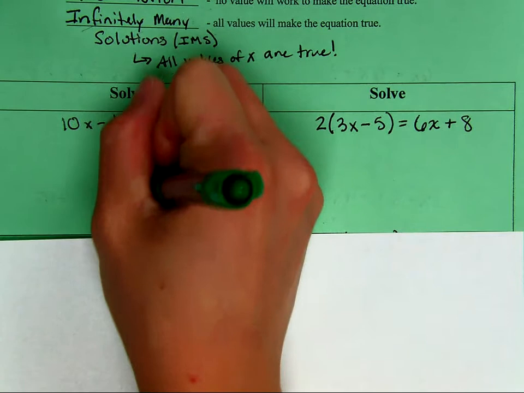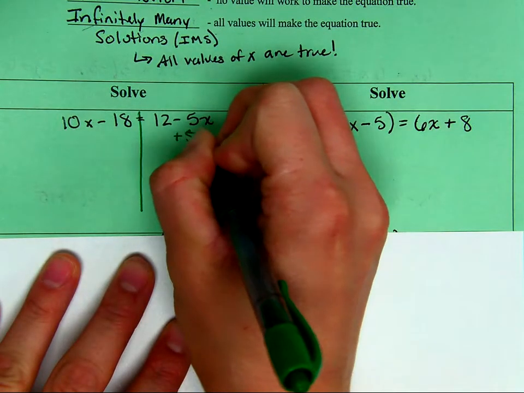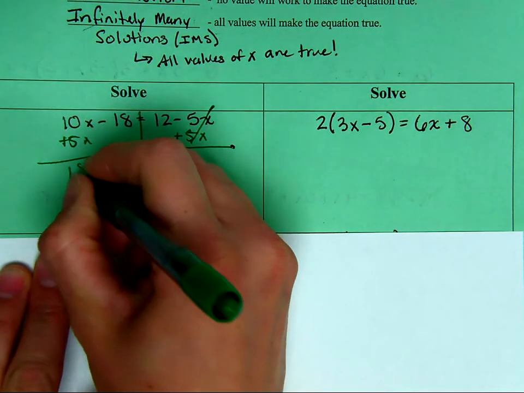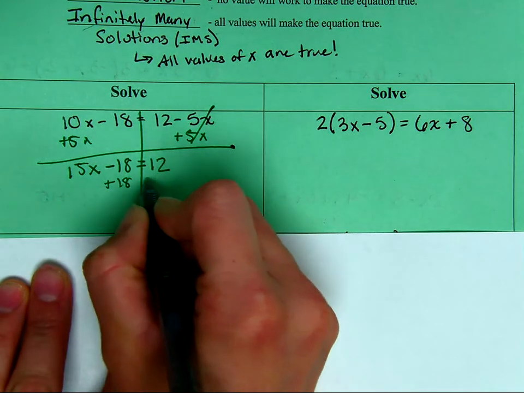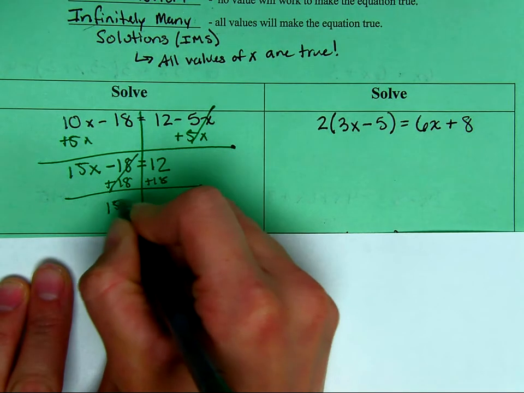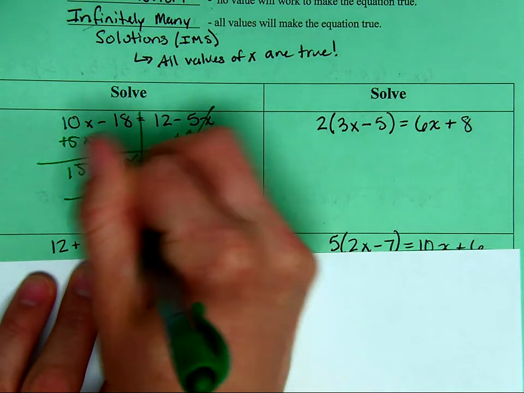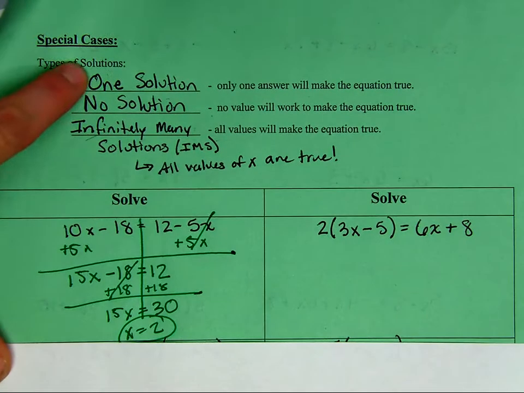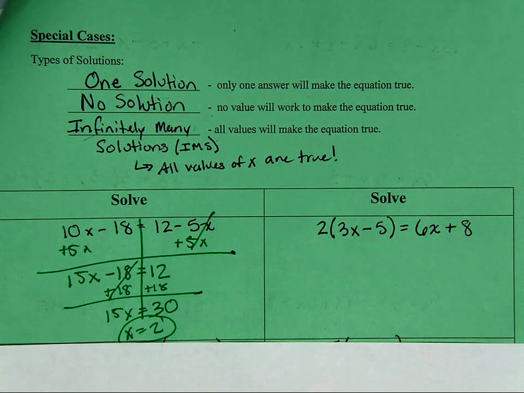All right, so this one, we're drawing our line. Again, you might not always do the first step that I do. I'm choosing to add my 5x. I get 15x minus 18 is equal to 12. Then I have to add 18, and I get 30. So when I divide, I get x equals 2. That one shouldn't have been any different. So that is still our one solution. The only answer that works is x equals 2. We're not really checking answers today. We're just going to focus on solving.